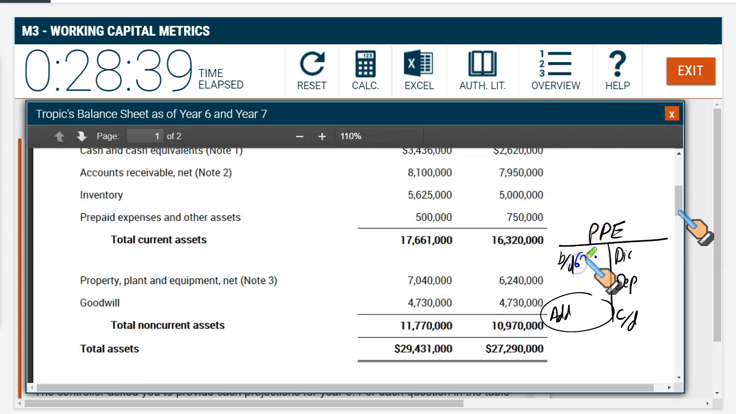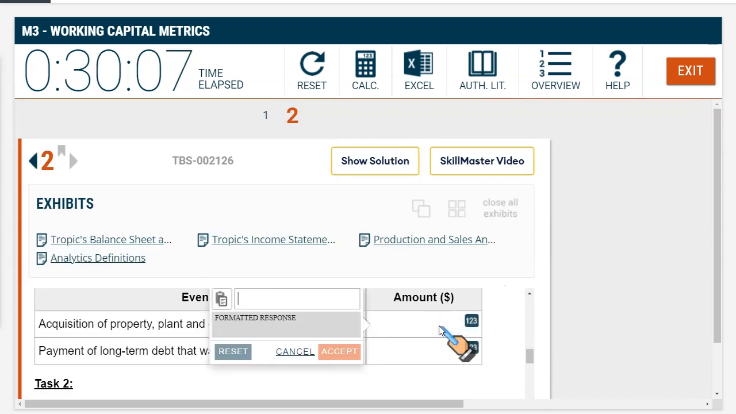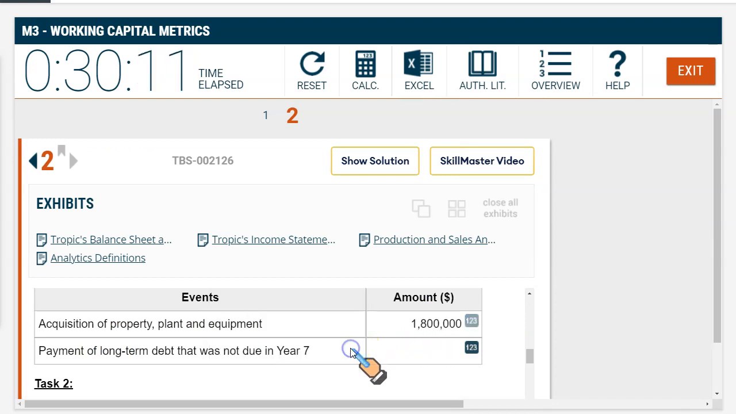Opening balance is 6240. Disposal, no. Depreciation 1,000, or 1 million. I'm just writing figures in thousands. And the closing balance is 7040. So you need to find this missing number here. So 1000 plus 7040 less 6240 gives you 1800, which means 1.8 million is the addition during the period. So that is your addition during the period.